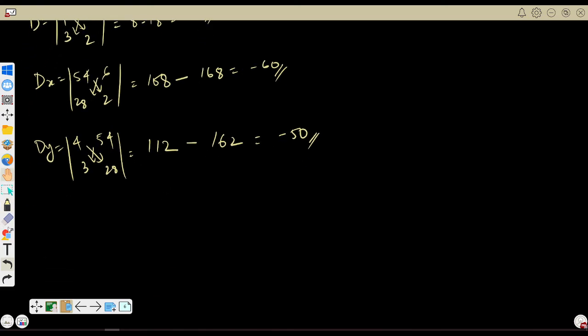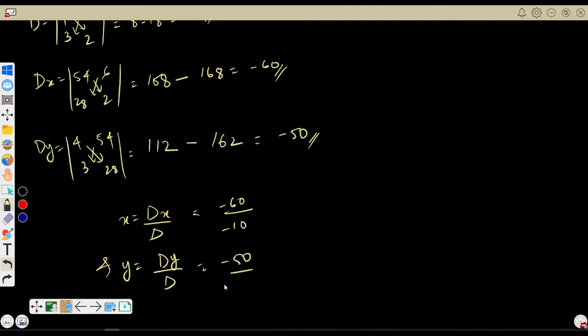Now again, we have direct formulas. So we'll just copy the formula. To find the value of x, the formula is determinant dx divided by d. And to find the value of y, the formula is determinant dy divided by d. We'll quickly copy the values. Dx was minus 60 upon the value of d was minus 10, and the value of dy is minus 50, and the value of d is again minus 10. Minus minus will get cancelled. So the value of x is 6 and the value of y is 5. I hope this is clear to you. Again, we copy the statement. Wait a minute. I'll just write this again.